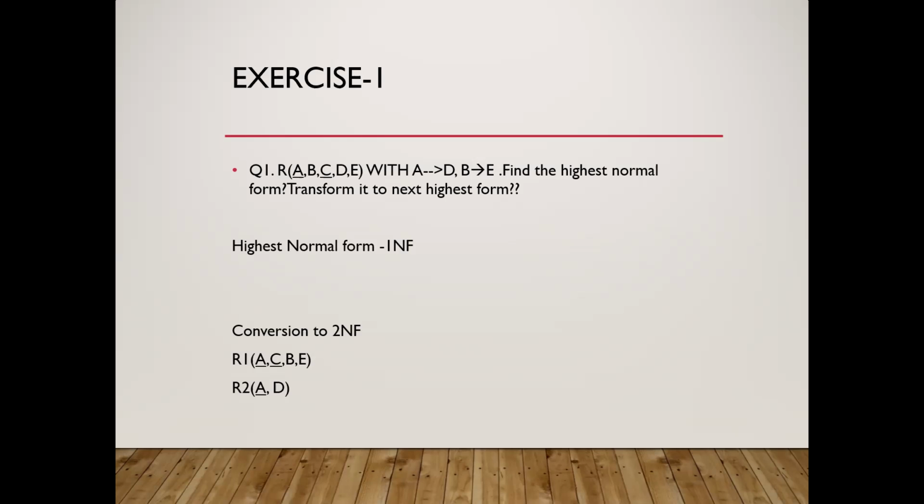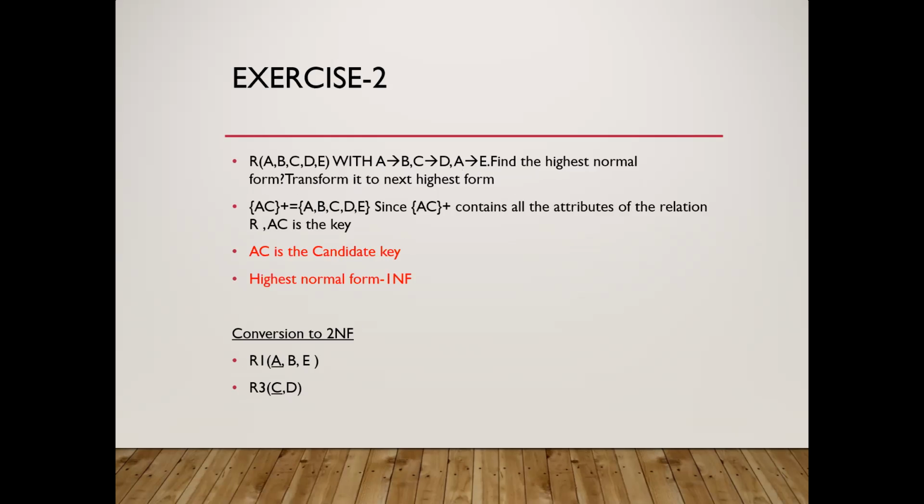In the R2 relation A is the key. A is the full key. So A functionally determines D is a full dependency, not a partial one. Okay, now we can go for the next exercise.